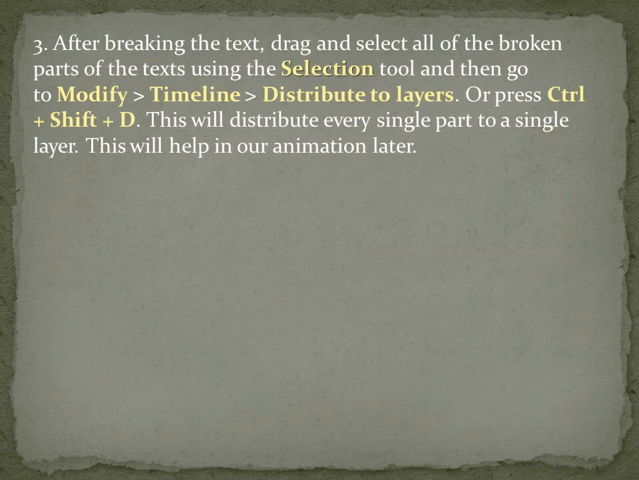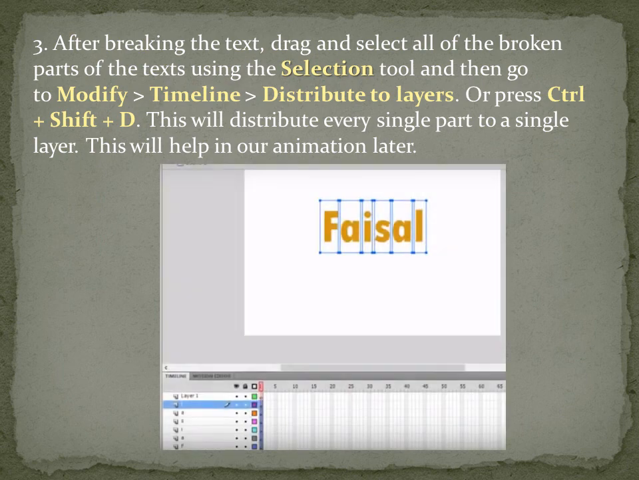Now, after breaking the text, drag and select all the broken parts of the text using the selection tool and then go to Modify, Timeline, Distribute to Layers, or press Ctrl Shift D. So as you can see, these letters are now distributed in every layer, and from which we can now use animation or motion tween.